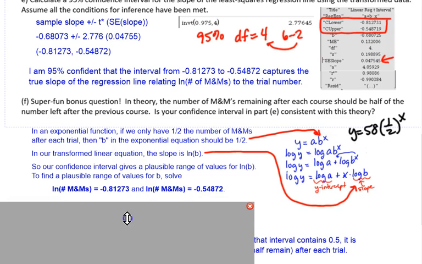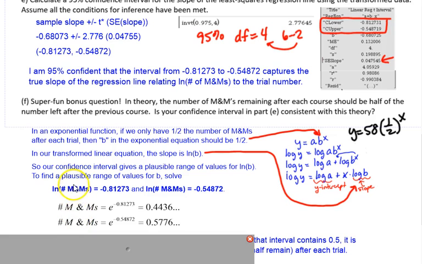So we are going to solve natural log of number of M&Ms equals -0.81273, the left-hand value of our confidence interval, and natural log number of M&Ms equals -0.54872, which is the other side. And we just want to find what number of M&Ms is. So we are going to say number of M&Ms is e to this exponent, and on the right-hand side it is e to that exponent. So the actual B value here, which should be close to 1/2, this is B. So these are our plausible range of values for B.